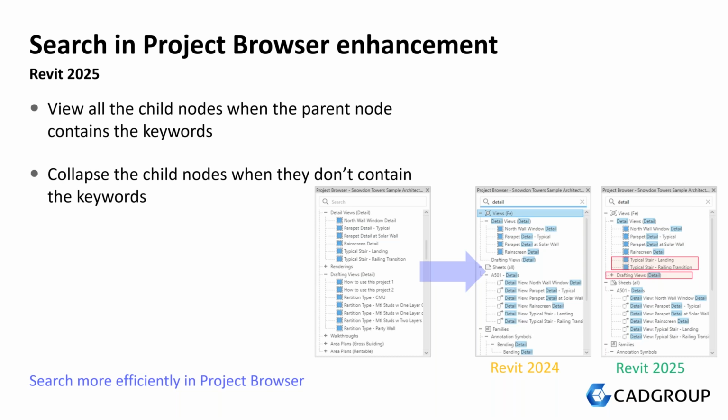As you can see on the screen, when the parent node contains the keywords and some of the child nodes contain the keywords, the search results return all the child nodes under the parent nodes in the search list. But when the parent node contains the keywords but no child nodes contain those keywords, the search result lists all the child nodes but collapses them after searching. So this makes the search more efficient and useful, especially for searching for families.